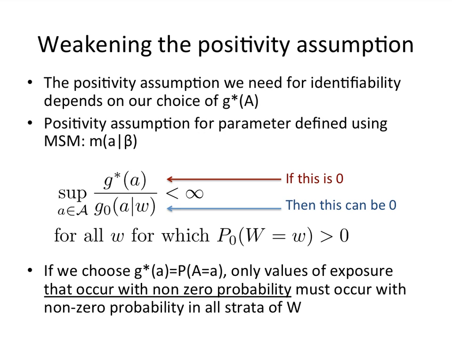Here is the positivity assumption. You just need that the biggest value of this ratio, among all those W's that are in your data, or in your data generating distribution, is less than infinity. So you just have to make G star A guarantee this, right? It means, though, that this can be 0 if that's 0. It will then rely on some extrapolation, but it doesn't blow up anymore.